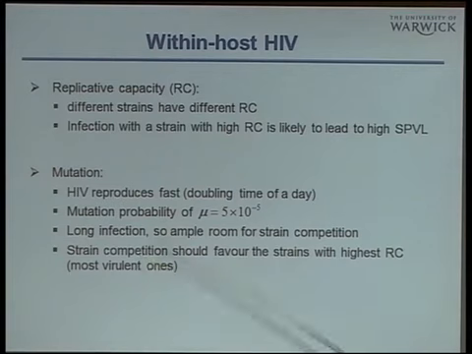Mutation occurs very fast. There is a doubling time of a day. There is a per base mutation probability, which has been estimated being that quantity there. And the infection lasts for very long, so there is ample room for strain competition, and the strain competition should favor the strains with the highest replicative capacity because they take over within the host. And because of what I said here, they also seem to be the most virulent ones, which give you a high set point viral load and a low duration of asymptomatic stage.